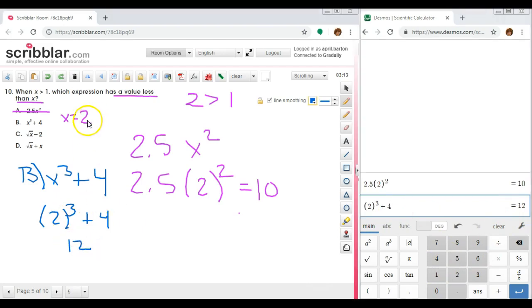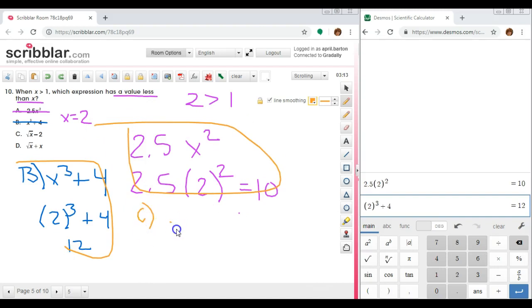Our goal is to be less than 2. We're still bigger than 2. That does not work. Now we try the next one. Let's try C. So there was B, there was A. Let's try C. Square root of 2 minus 2.